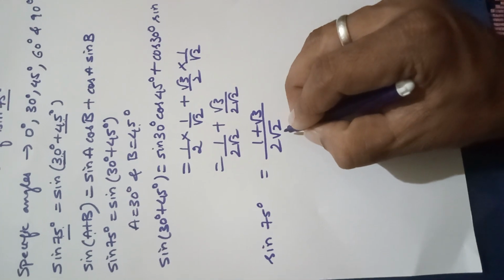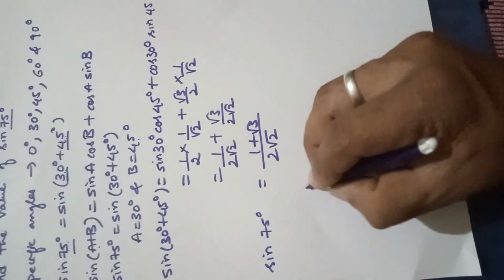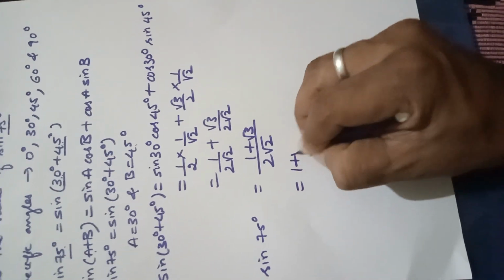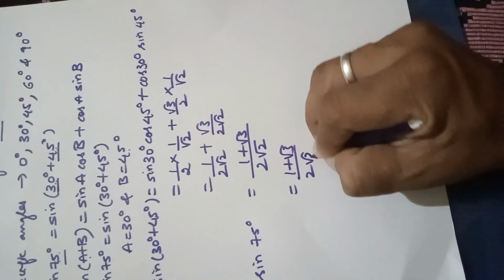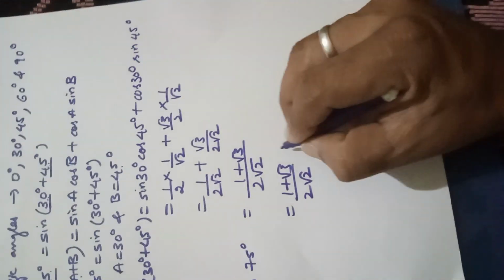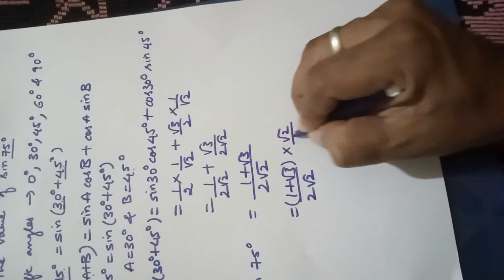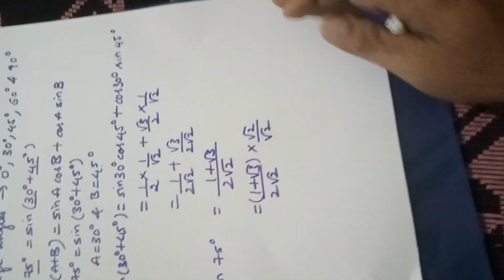Generally we don't want an irrational number in the denominator. We would like to rationalize the denominator. So how to rationalize it? Here the denominator is irrational because of root 2. Root 2 is irrational, as you know. So we will rationalize it by multiplying the numerator and denominator by root 2. This will rationalize the denominator.